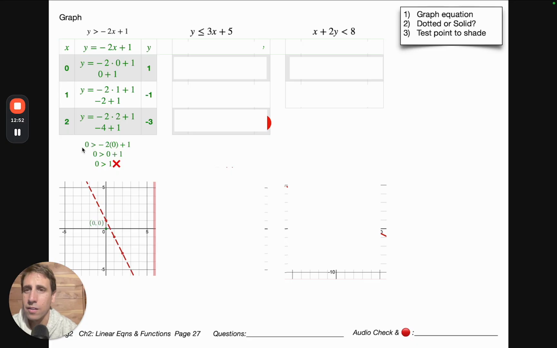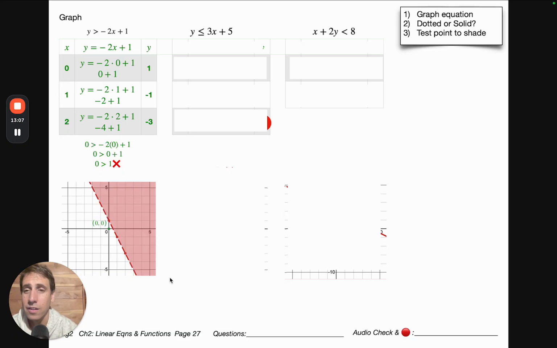And you can see here, 0 is greater than -2 times 0 plus 1. You do the multiplication. You do the addition, and you get 0 is greater than 1. That's not true, so don't shade in 0, 0. Instead, shade in everything else. Like this. Okay.